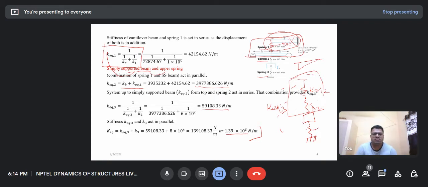Excuse me, sir. Yes. Series and parallel, can you clarify once again? There's some confusion. Series combination is where the displacement is different, and the parallel combination is where the displacement is the same.